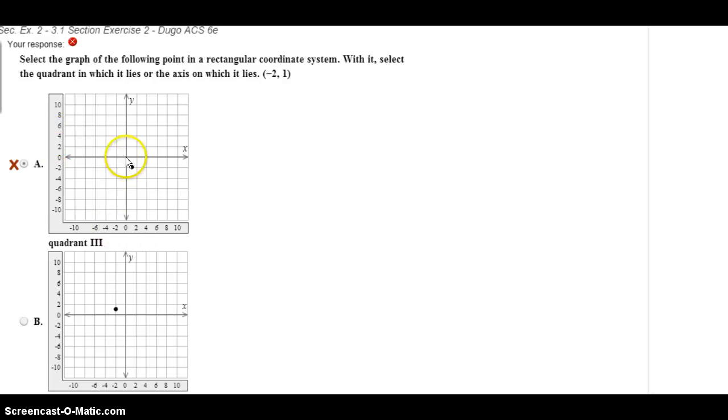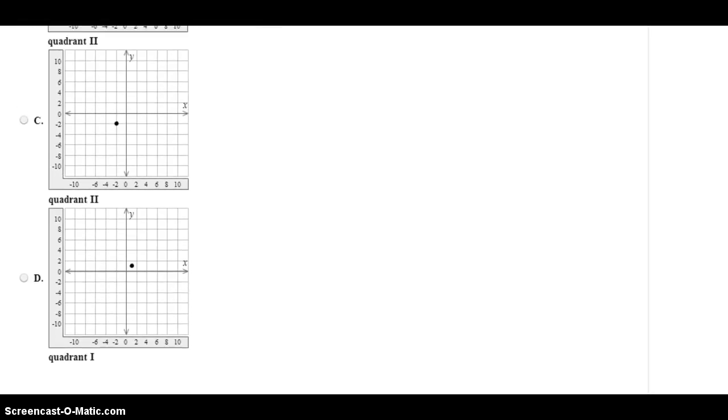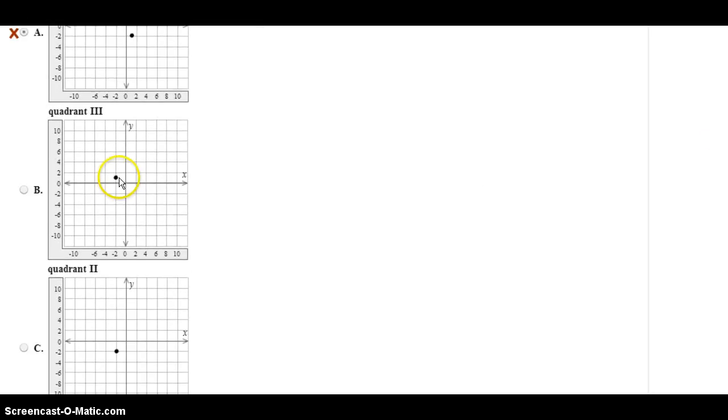So we're looking in the x direction, we're going to go -2, which is one line over, and then up 1, which is halfway to that first line. So our answer choice there would be B, -2 and then up 1.